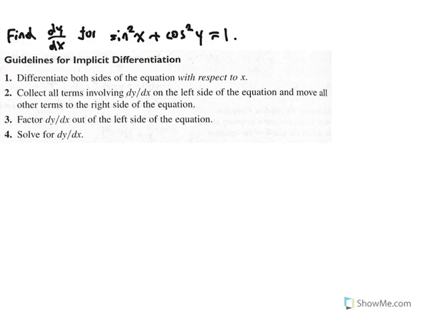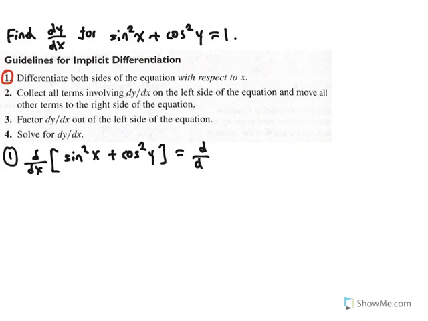Alright, so now we look at our second example, and here's what we have. Find dy dx for the implicit relation given by sine squared x plus cosine squared y is equal to 1. So we will follow these 4 steps, and we begin with step 1, differentiate both sides of the equation with respect to x. So we write the derivative with respect to x of the left side of the equation is equal to the derivative with respect to x of the right side of the equation.